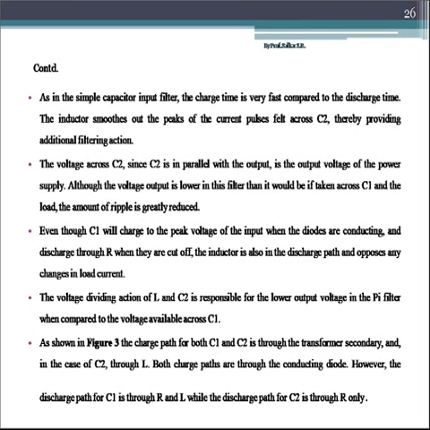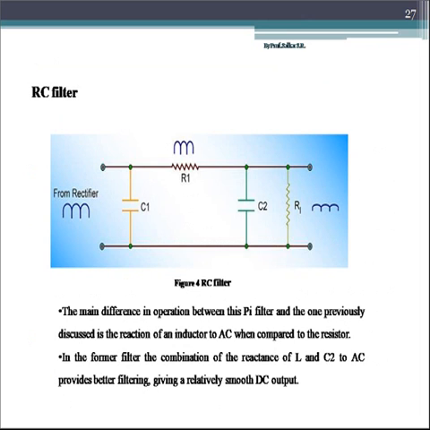Now the last type of filter that remains is the RC filter. There are some disadvantages related to the LC filter: when we use it, we require a large size of inductor. If we use large inductors for filtration, the cost of our circuit increases, and due to this we can replace the L in the LC filter with a simple resistor. The filter constructed after replacing L by R is called an RC type of filter.